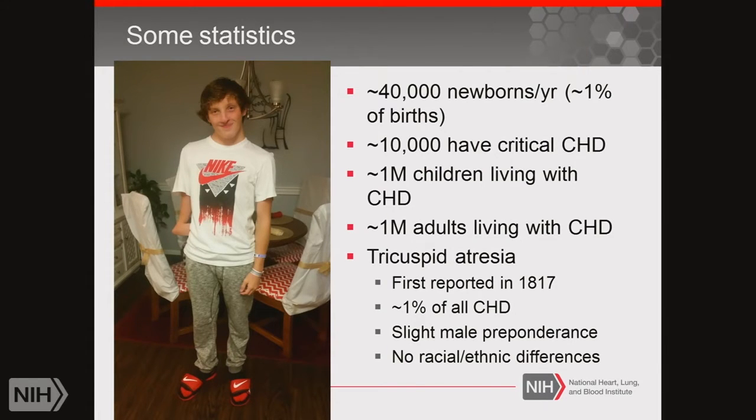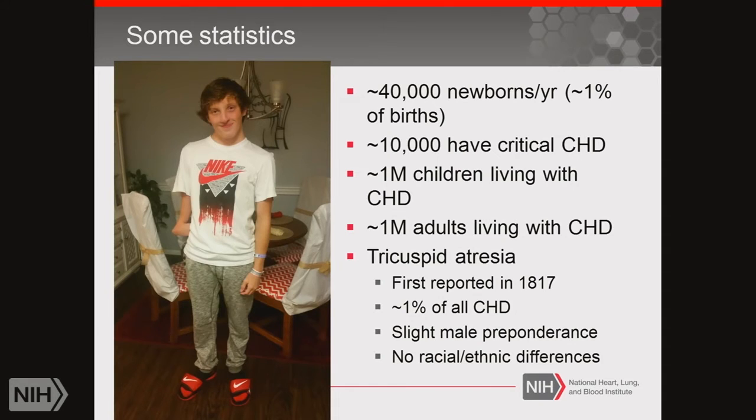So the year Joshua was born, he joined 40,000 other newborns in the United States who were born with congenital heart disease. And he was also one of about 10,000 who have critical congenital heart disease. This is defined as a condition, part of the spectrum, that requires intervention either immediately or sometime within the first year of life. He's now among roughly 1 million children living with congenital heart disease, and in a couple of years when he turns 18, he'll join the more than 1 million adults who have congenital heart disease. Because of improved survival over the years, people are now living well into adulthood.